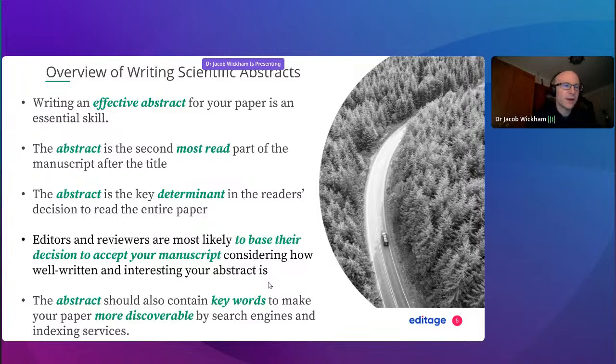It's the second most read part of your manuscript after the title, and it's really the key determinant in how many people will actually decide to read your paper. So you want to capture the audience's attention. And as an editor, we look at abstracts very closely, and it's one of the biggest components of the manuscript that will base our decisions on whether to accept it or send it out for peer review, and we'll really look and see how well written and interesting your abstract is.